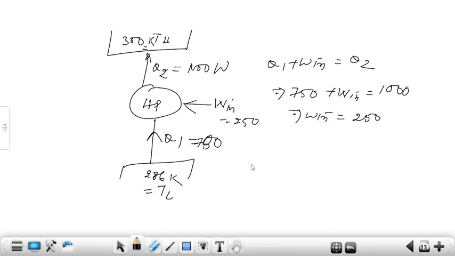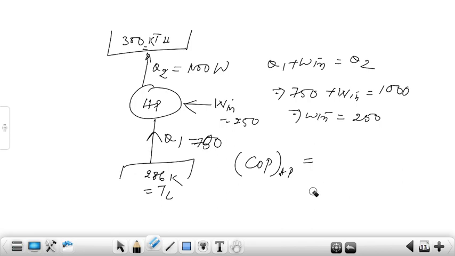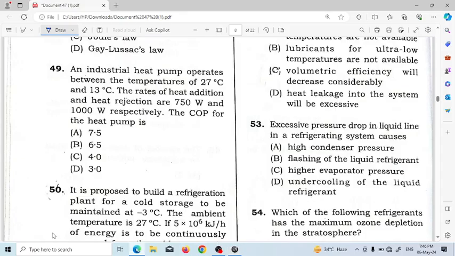W in is equal to 250, and the COP, coefficient of performance of the heat pump, will be TH divided by... this is not reversible, so we don't use the temperatures. So the coefficient of performance is the heat effect Q2 divided by work input W in. So Q2 is 1000 and W in is equal to 250, which is equal to 4. So the answer will be 4, and C is the correct answer.